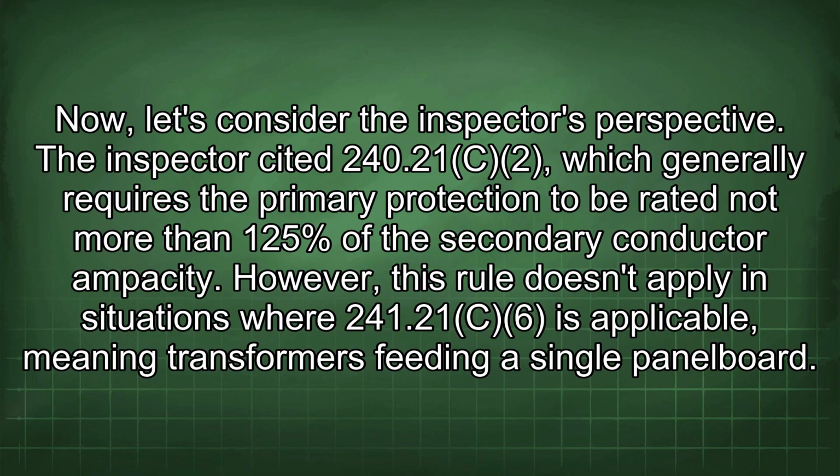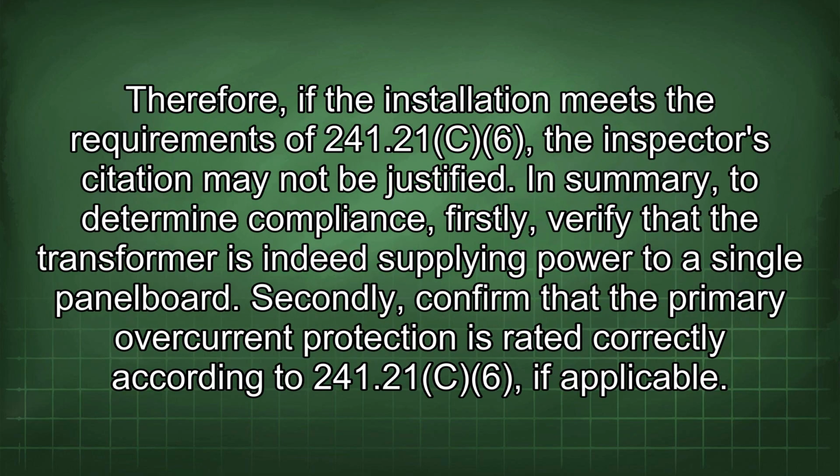Now let's consider the inspector's perspective. The inspector cited 240.21(C)(2), which generally requires the primary protection to be rated not more than 125% of the secondary conductor ampacity. However, this rule doesn't apply in situations where 241.21(C)(6) is applicable, meaning transformers feeding a single panel board. Therefore, if the installation meets the requirements of 241.21(C)(6), the inspector's citation may not be justified.